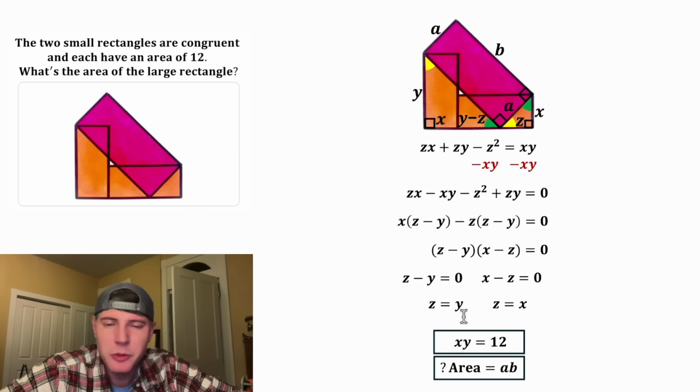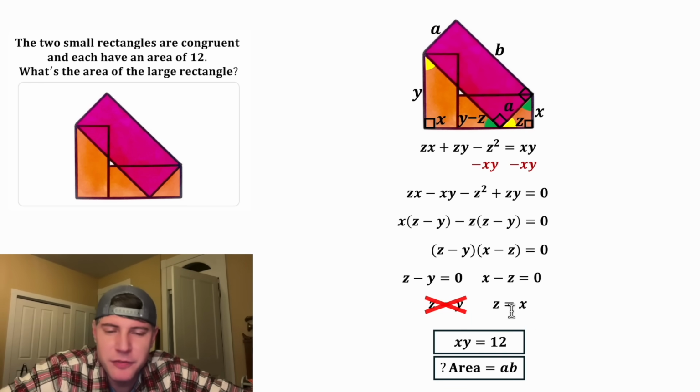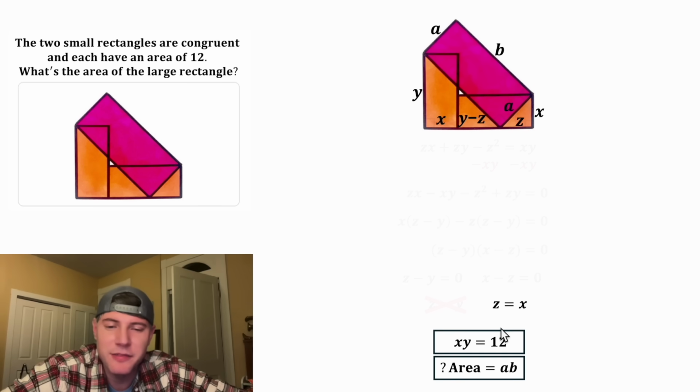If Z is equal to Y, this whole distance would be 0, but the diagram is defining this as a non-zero distance. So this one is not a valid solution. And then let's test the scenario for Z equals X. That means this Z would be X and this would be Y minus X, which seems totally valid. So I think this is a valid solution.